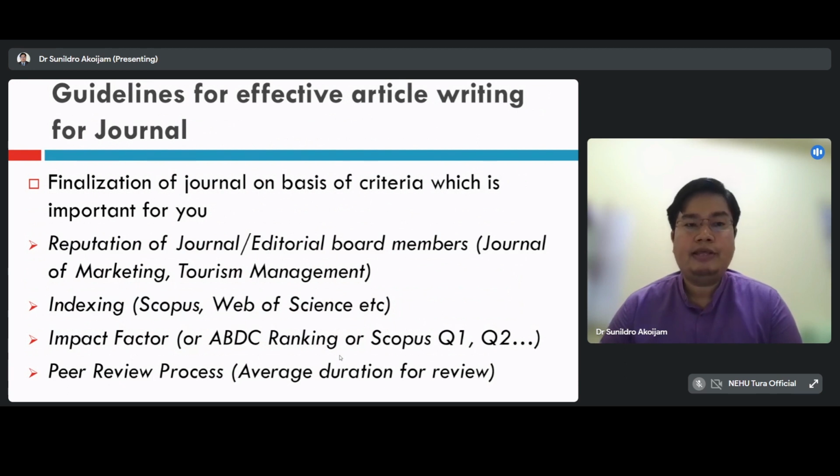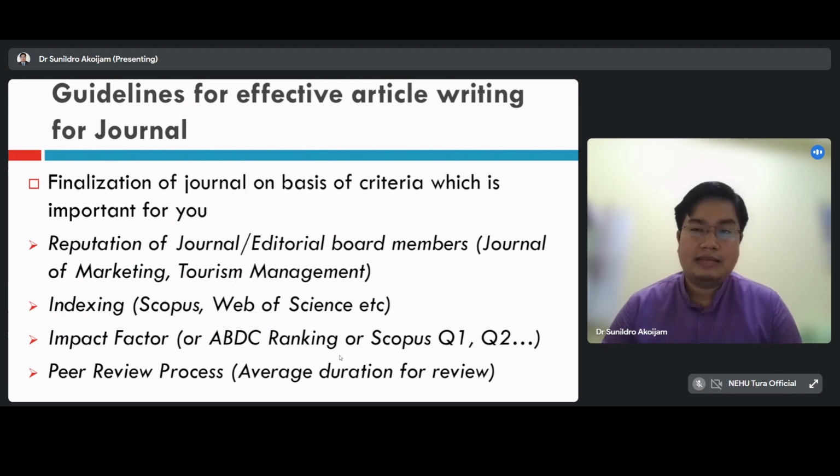And then another important thing that you should consider, or you should know, while selecting the journal. There are so many journals. There are thousands of journals in any particular field. So which journal should I consider a quality journal for submitting my paper? These are some of the criteria that will help in judging the quality of a research journal.